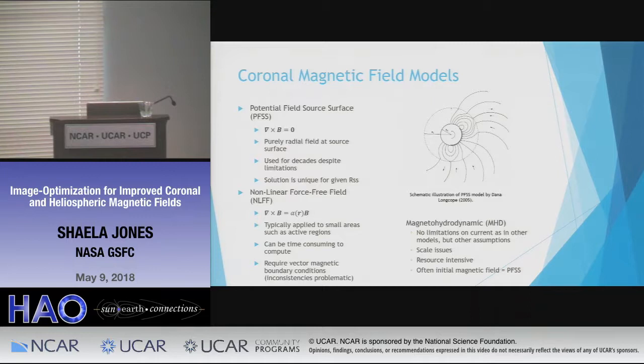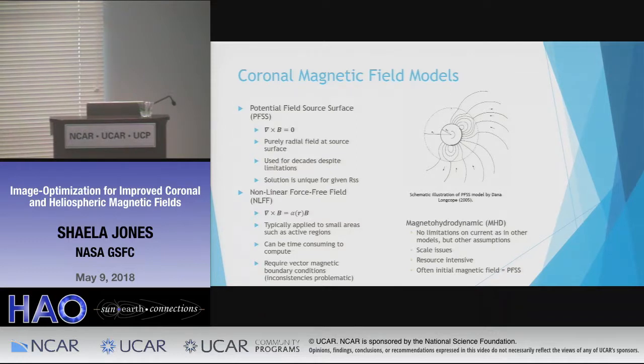And there are some issues with the lower boundary condition. You can get inconsistencies in the photospheric magnetogram that cause problems with your modeling. And so different groups have different ways of constructing the models and different ways of pre-processing the magnetograms. So you don't get that nice, unique solution.